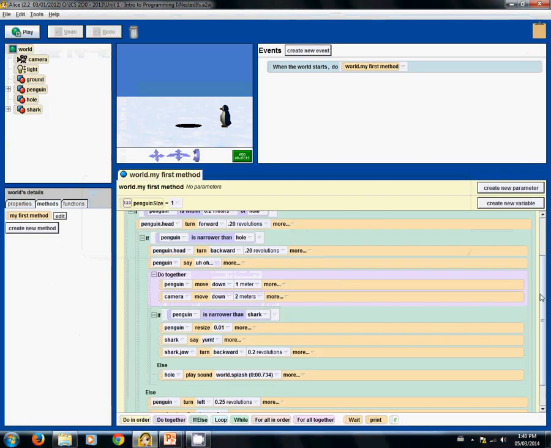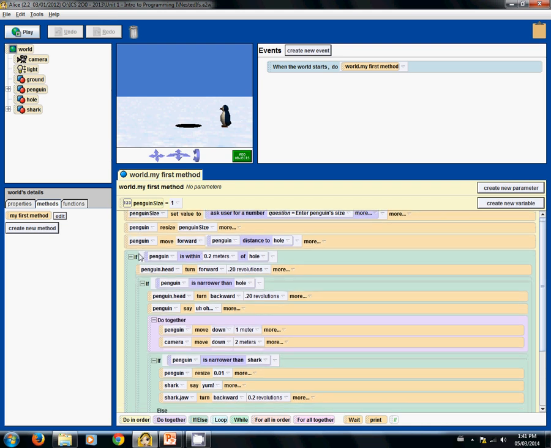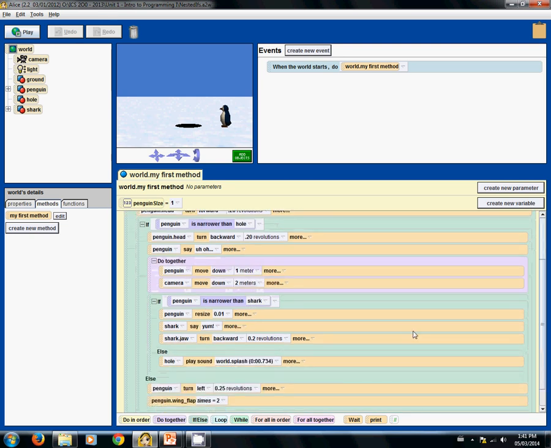So here's essentially the same program. I've spiced it up by adding a couple more things. However, my penguin moves over the hole. If my penguin is on top of the hole, he looks down. If he's smaller than the hole, he's going to fall down into the hole. I've put another if statement here, so it's actually 3 layers, 1, 2, 3. Once he reaches into the hole, he's also going to check to see if he's smaller than the shark. If he's smaller than the shark, he gets eaten. Otherwise, if he's not smaller than the shark, he splashes in the water.